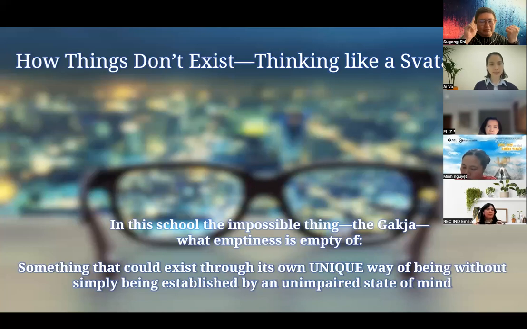Svatantrika, the independent branch, says it has to be 50-50: 50 appears to our eyes, and 50 we have to contribute by looking at it. Gakcha is saying that it appears through its own unique way, which is 100, and we don't have to see it, so 100 and 0. Okay, so this is Gakcha.